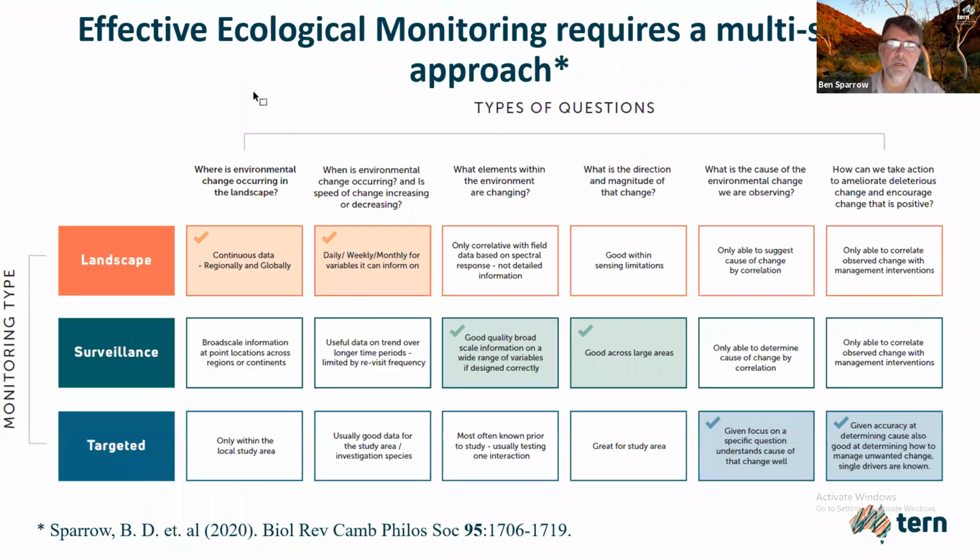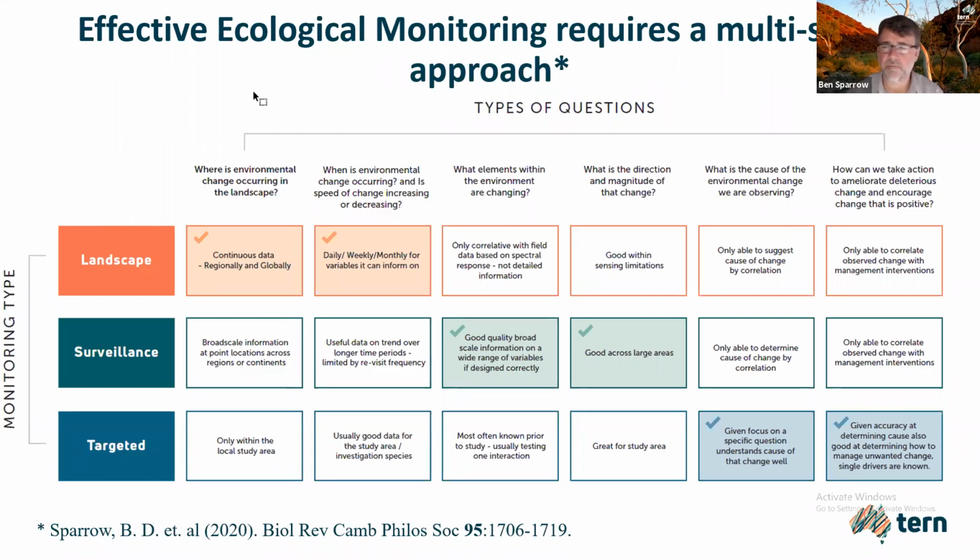And so this is a sort of complex slide. I don't need to get across it all, but the key message from this is that to answer all those questions, there's not one simple type of monitoring that can easily answer all those questions over large areas. So there's what we've recently articulated, you've got the reference down the bottom there, in a paper published earlier this year, that there's 3 distinct types of ecological monitoring.